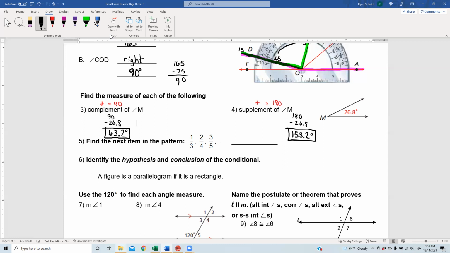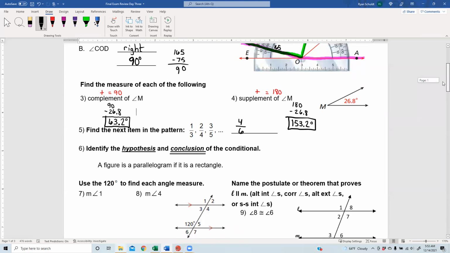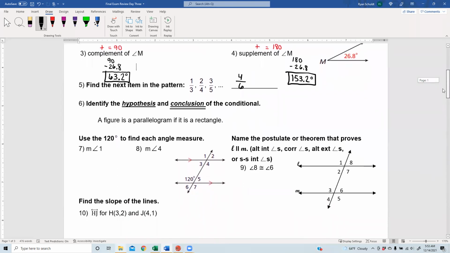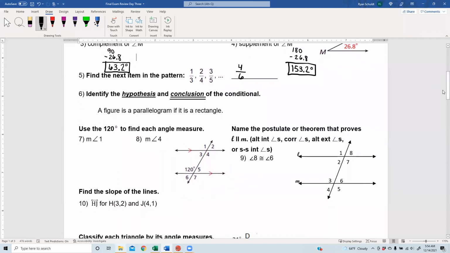Okay, so number 5, find the next item in the pattern. 1/3, 2/4, 3/5. Looks like the top and bottom are both going up by 1. So I'm going to say 4/6. We don't want to reduce. Usually I'm hounding y'all about reducing. But since this is a pattern, let's leave it be. 4/6 is the next item.